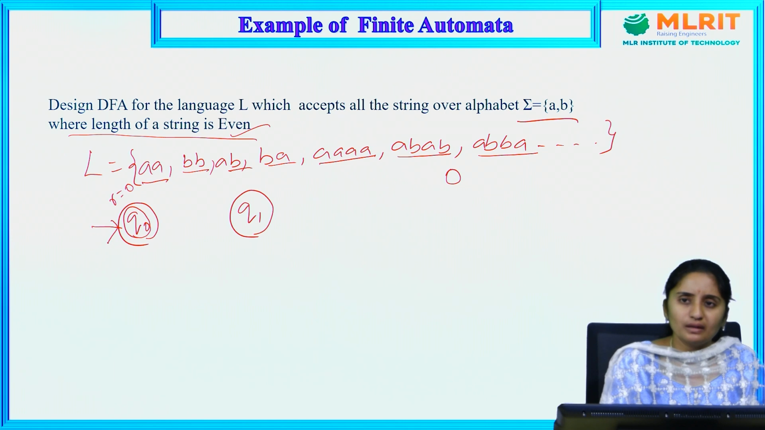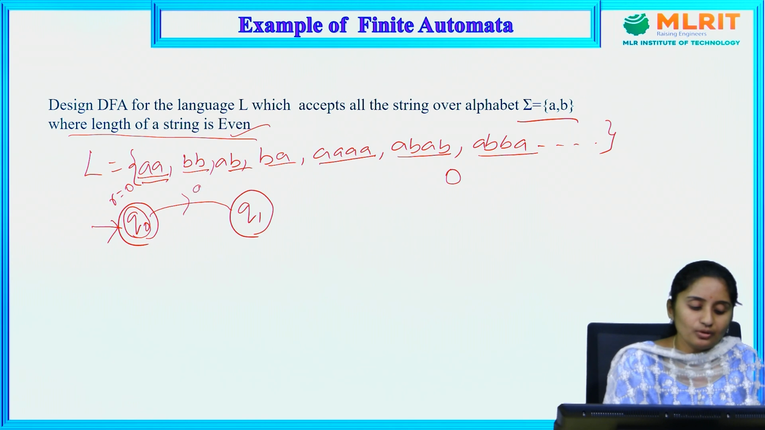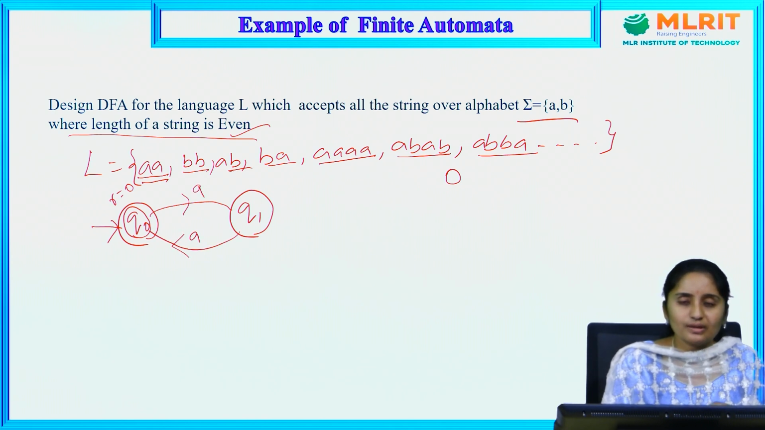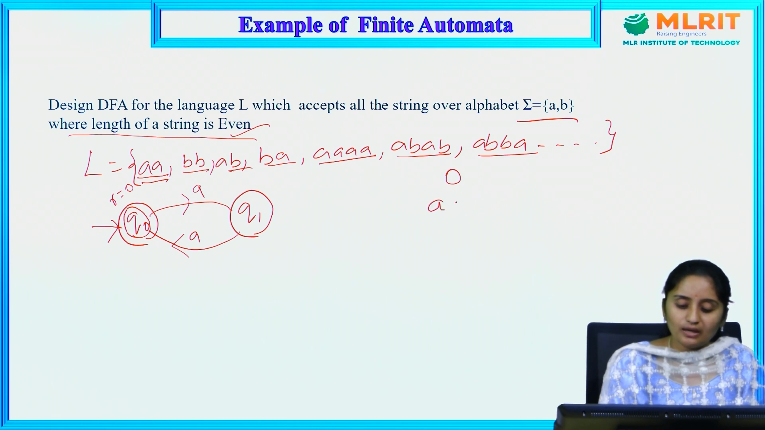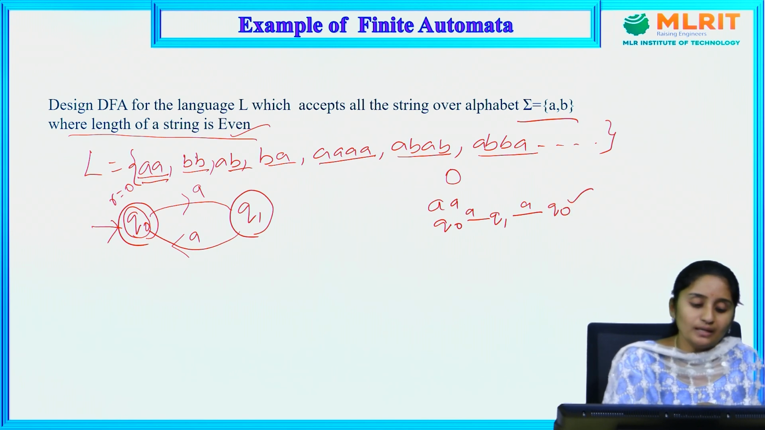Let me check how it is accepting. The first string is AA. Q0 on A, it is moving to Q1. Q1 on A, it is moving to Q0. So the string is accepted. Let me check AA again. Q0 on A, it is moving to Q1. Q1 on A, it is moving to Q0. The string is accepted. The next one is BB.